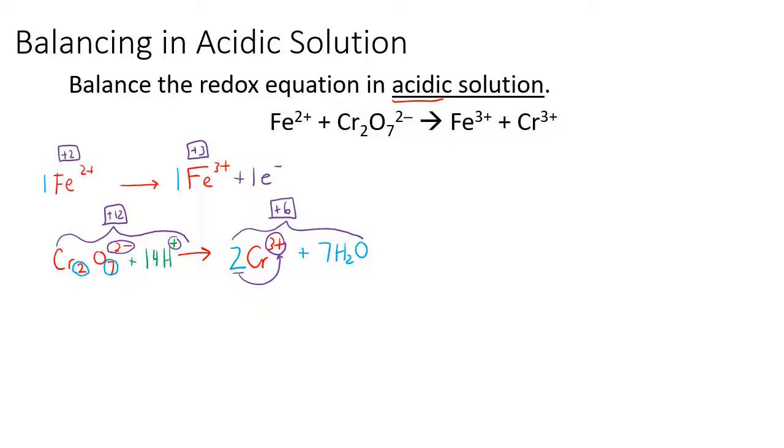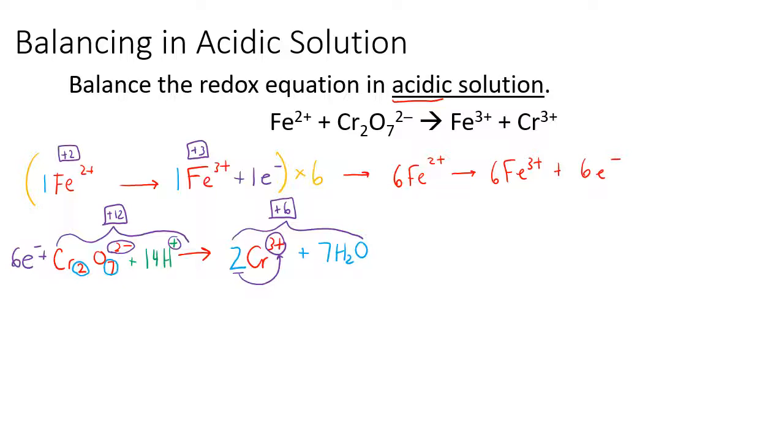We need to make our charges match on the left and the right-hand side, so we're going to have to bring our +12 down to a +6 by adding 6 electrons to the left-hand side. Now we've balanced by mass and we've balanced by charge, but our electrons gained don't equal our electrons lost yet. We're going to need to multiply the top half reaction through by 6 in order to make our electrons the same. When we do that, we'll get 6 Fe2+ going to 6 Fe3+ plus 6 electrons.